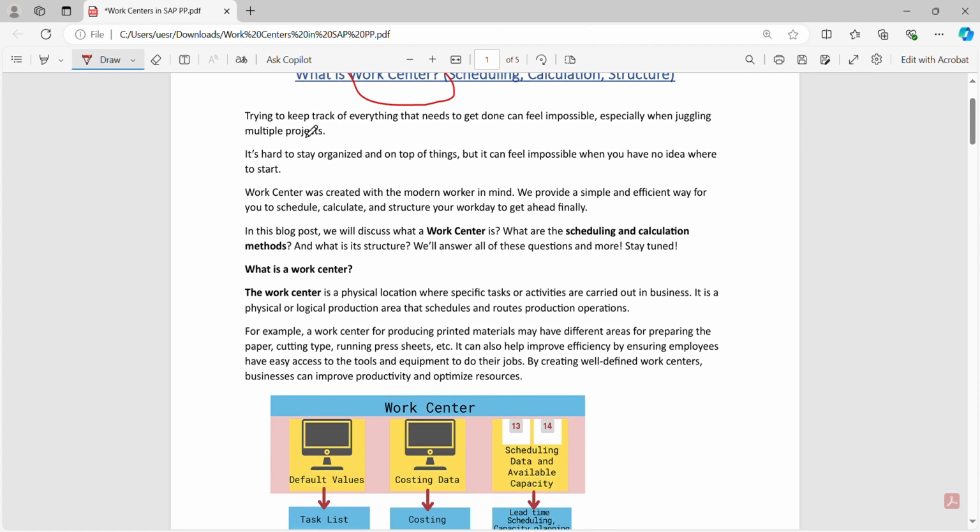Trying to keep track of everything that needs to get done can feel impossible, especially when juggling multiple projects. It is hard to stay organized and on top of things, but it can feel impossible when you have no idea where to start. Work Center was created with the modern worker in mind. We provide a simple and efficient way for you to schedule, calculate, and structure your workday to get ahead finally.